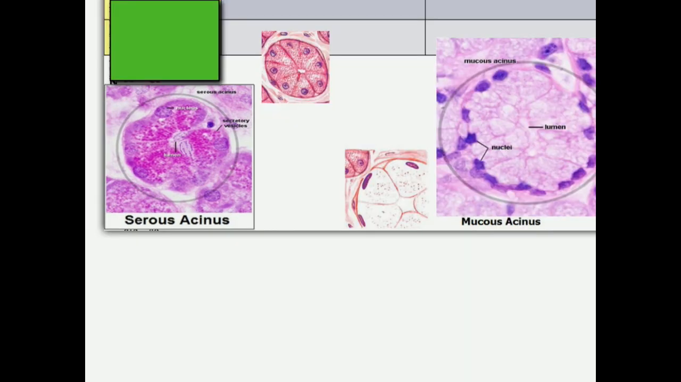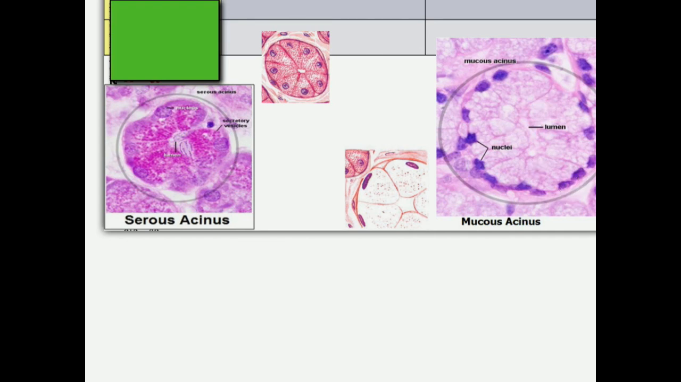Now we can also differentiate between these two types of acini. This is the serous, granules, red, nucleus is rounded, and here we can see that the nuclei are flattened and basal, and the vacuolated cytoplasm.